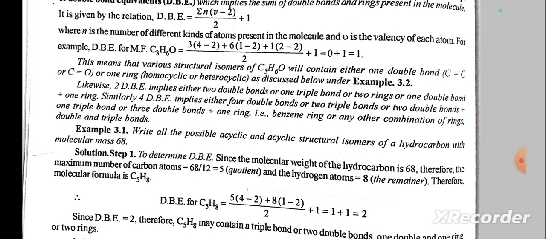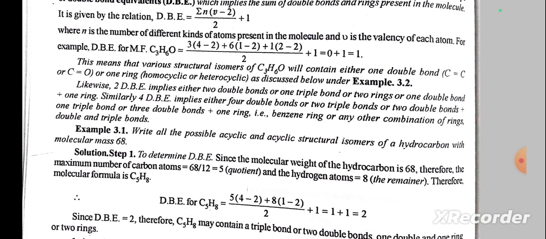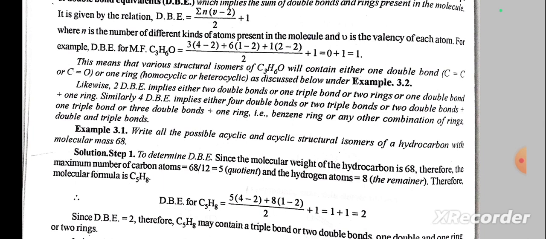Likewise, 2 DBE implies either two double bonds, or one triple bond, or two rings, or one ring and one double bond, or one triple bond, or three double bonds, or one ring, a benzene ring, or any other combination of ring, double bond and triple bond.